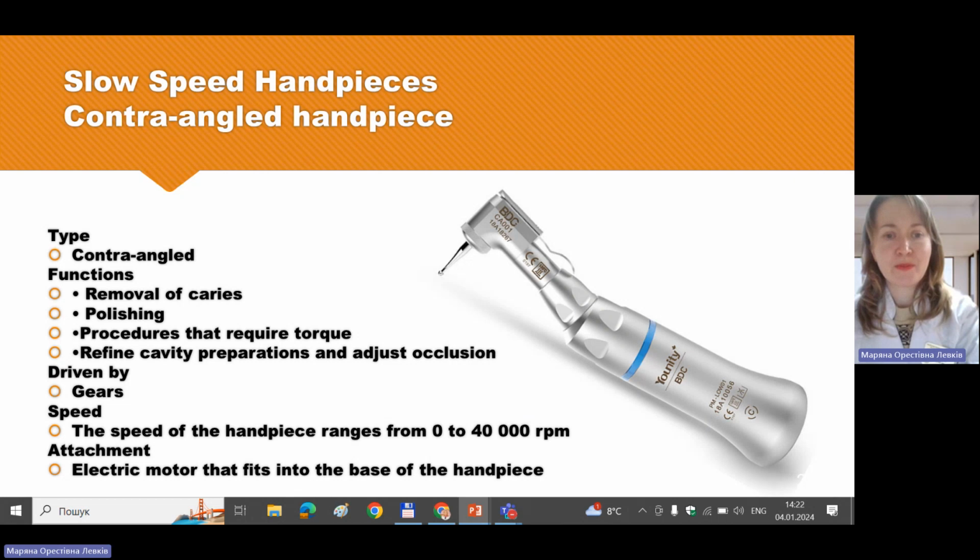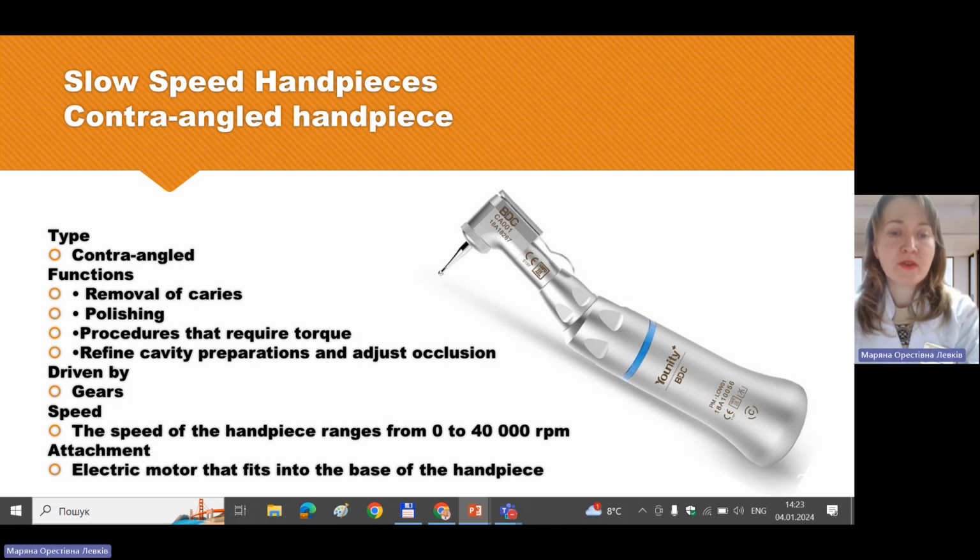Contra-angled slow-speed handpiece. The main function of this instrument is to remove tooth decay together with burrs, stainless steel and tungsten carbide burrs. As well, it can be used for polishing with special attachments, rubber cups, and paper discs. It can also do some procedures that require torque. As well, this instrument can be used together with a lentulospiral filler to do root filling, to provide the root canal filling procedure.